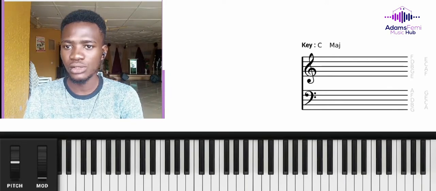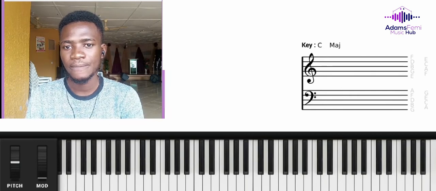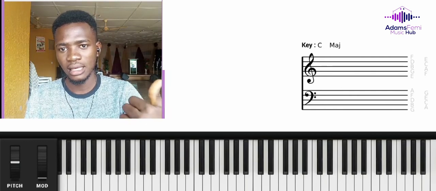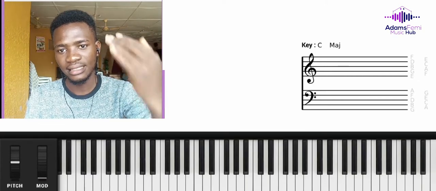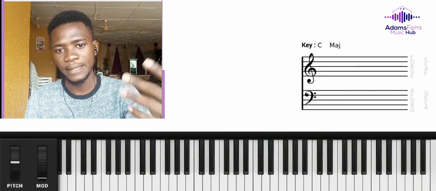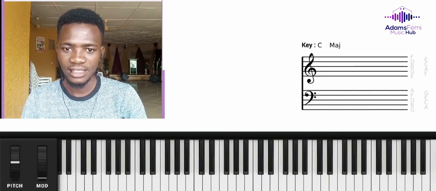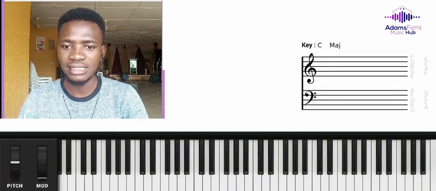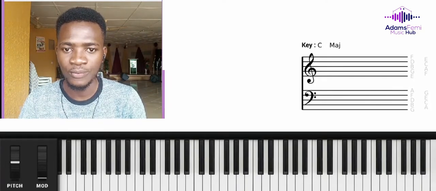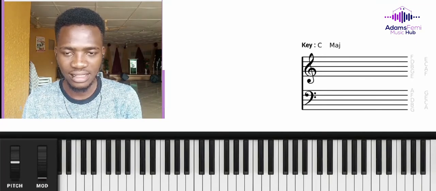Alright, now also we said our notation, which is the piano notes, are represented by the first seven letters of the alphabet. So we have what? A, B, C, D, E, F, G. Again, A, B, C, D, E, F, G. We use these seven letters to represent our notations on the piano. So our major notes are represented with these seven letters.